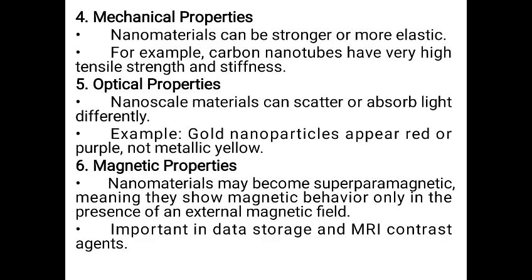Mechanical properties. Nanomaterials can be stronger or more elastic. For example, carbon nanotubes have very high tensile strength and stiffness. Optical properties. Nanoscale materials can scatter or absorb light differently. Example, gold nanoparticles appear red or purple rather than being yellow.